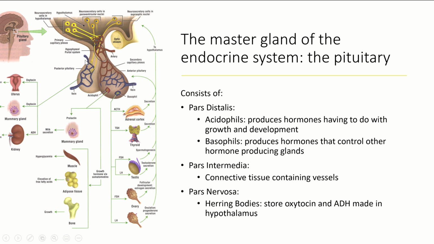Okay, and then we have the pars nervosa over here. The pars nervosa is going to contain a lot of nervous tissue. That's why it's called the pars nervosa. And within the pars nervosa, we have these Herring bodies, these little portions of the nervous tissue that's going to be storing oxytocin and ADH. Okay, those hormones are made in the hypothalamus, but they're stored, and it's controlled when they release, in the pars nervosa.